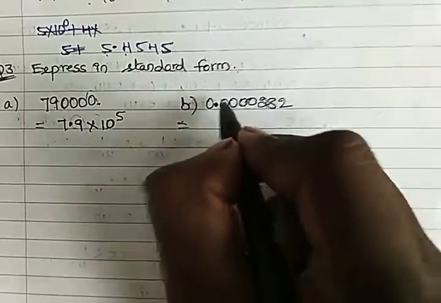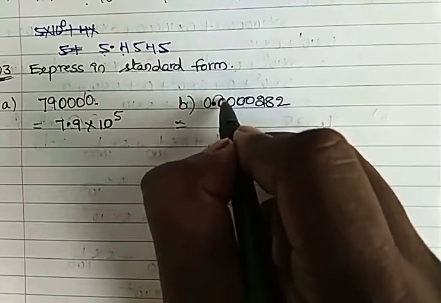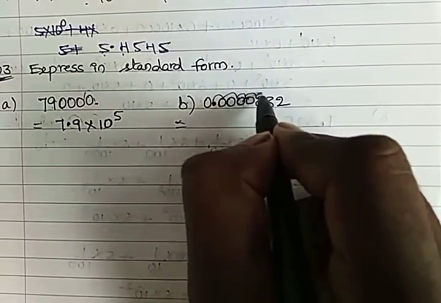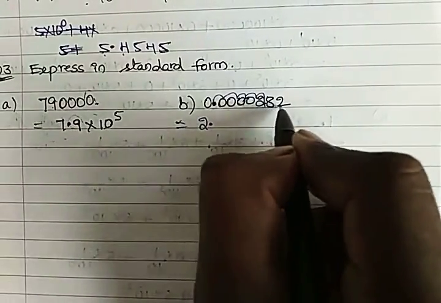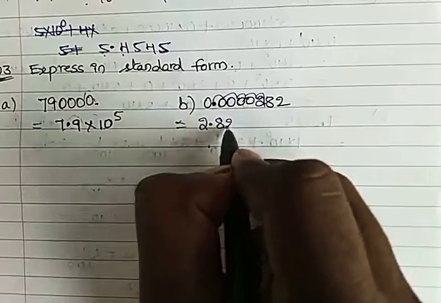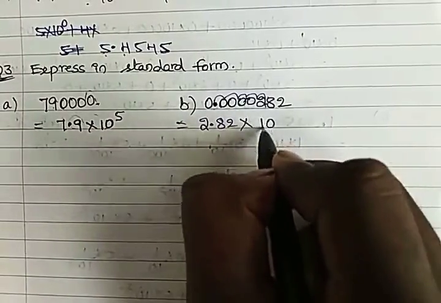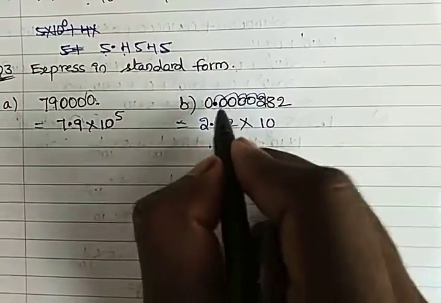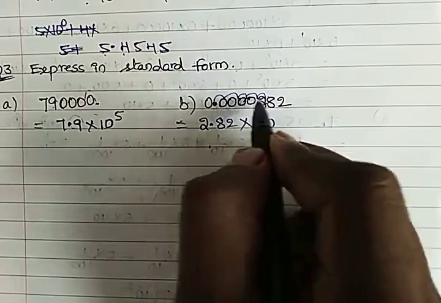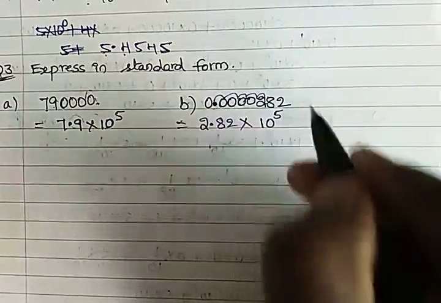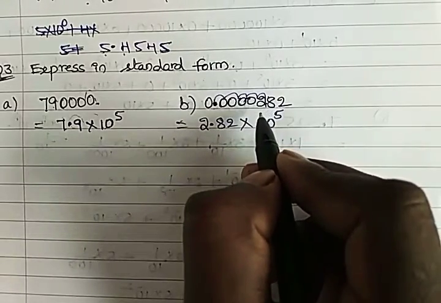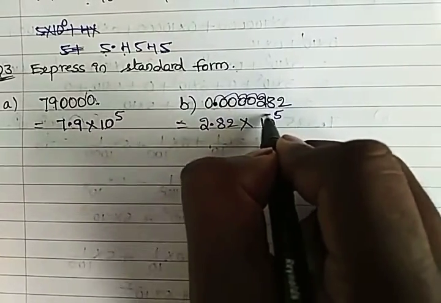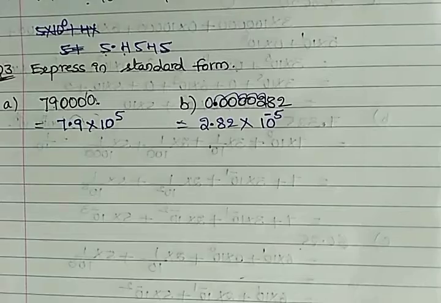So here I am shifting towards the right side direction. 1, 2, 3, 4, 5 places I have to shift. So the decimal point comes here, and after the decimal point there are only 2 digits, 2.82 into. Now how many places did we shift? 5 places. So it is 10 power 5. But in which direction? Towards the right direction we shifted. So we will write it as minus.